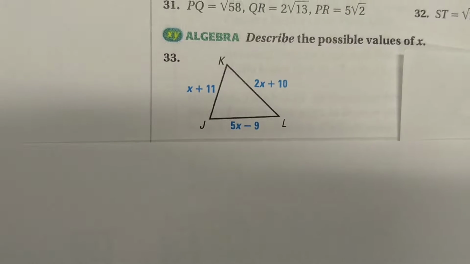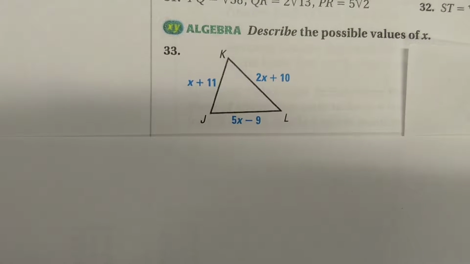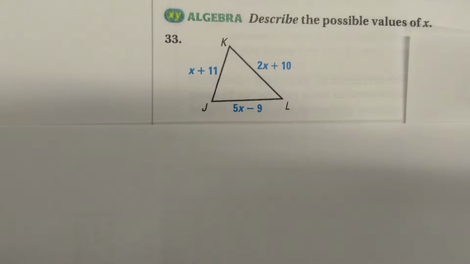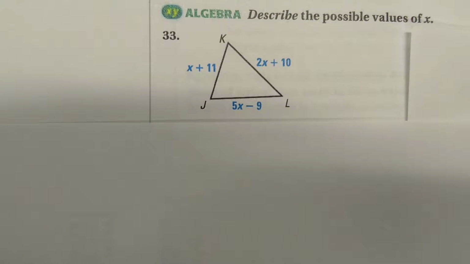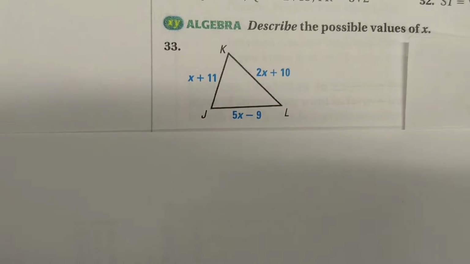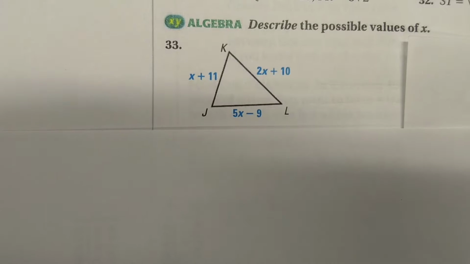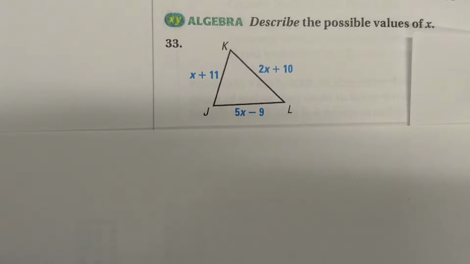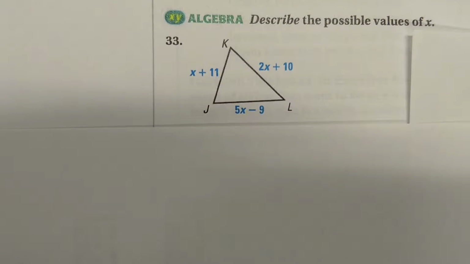On page 33, we are going to try to solve for the highest possible value of x that would still make this a triangle, and the lowest value of x that would still make this a triangle. And we're using the triangle inequality theorem. Remember, that was where we said the largest side of a triangle cannot be larger than the other two sides.